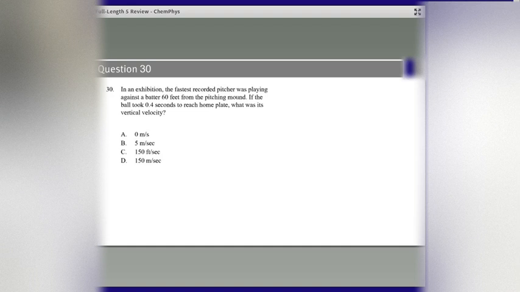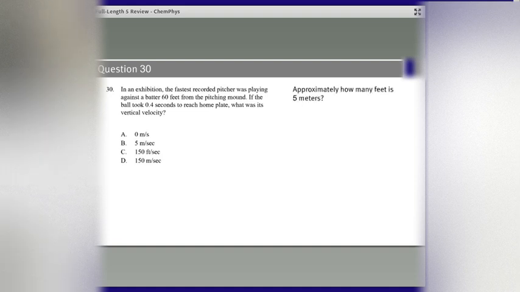Wait a second. If we're thinking about its vertical velocity, well, if you have 60 feet from the pitching mound and it took 0.4 seconds to reach home plate, what was its vertical velocity? Well, approximately how many feet is 5 meters? So this is some information back from your passage, but it's just reasoning here. 1 meter is about 3 feet, so I can approximate that to about 15 feet.